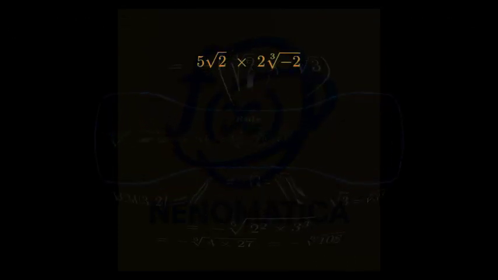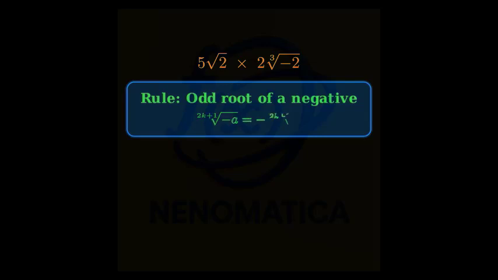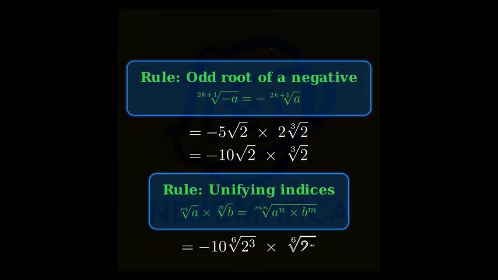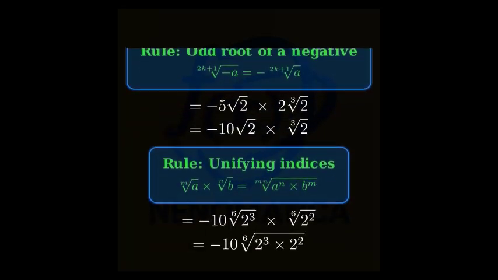Write the original expression. Because we have an odd index, the cube root of a negative can be pulled out as a negative sign. Multiply the outside numbers -5 and 2 to get -10. Next, convert each radical to an equivalent form with a common index of 6. Now that the indices match, combine into a single 6th root.